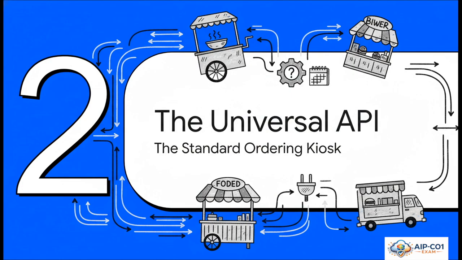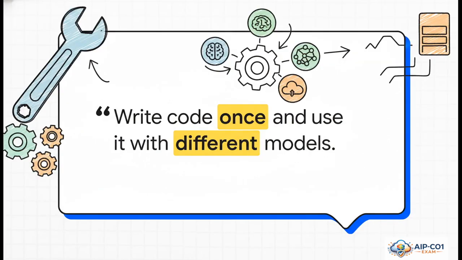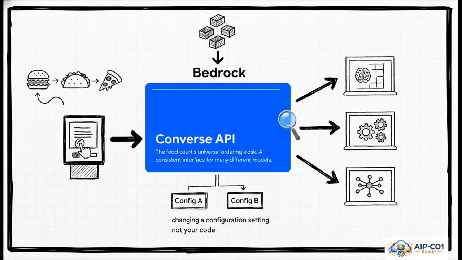Okay, so you've picked your model. Now you have to actually write the code to use it. But what happens when some new, better model comes out next month? You definitely don't want to rewrite your entire application just to switch from one food stall to another, right? And this right here is the core principle that AWS recommends. The whole goal is architectural flexibility. You want to build your application so that you can swap out the AI models underneath without causing this massive engineering headache. So how does Bedrock solve this problem?